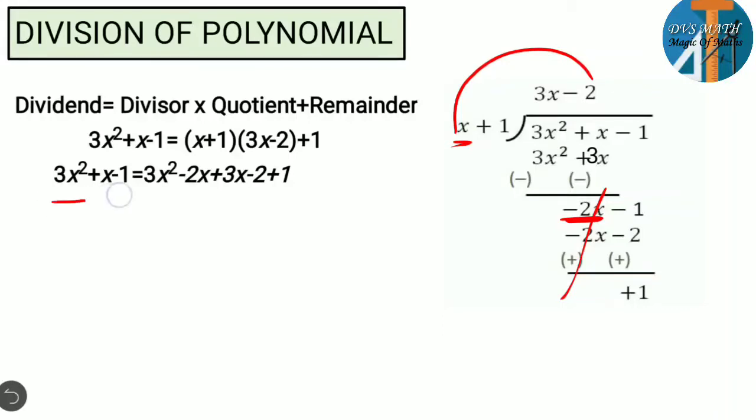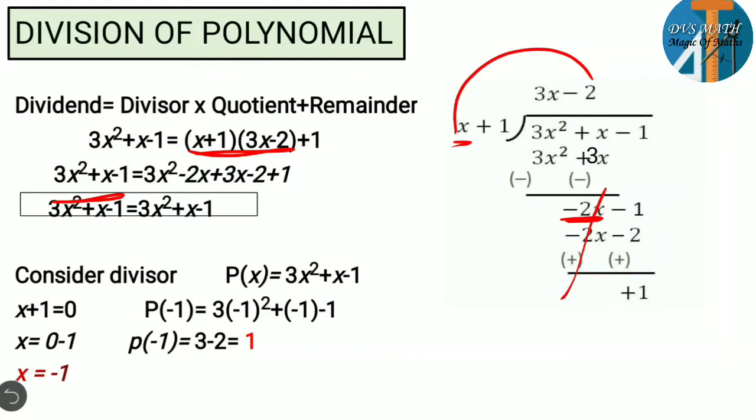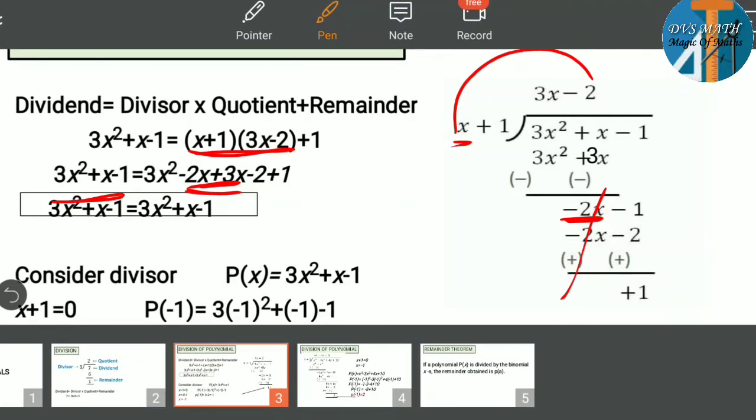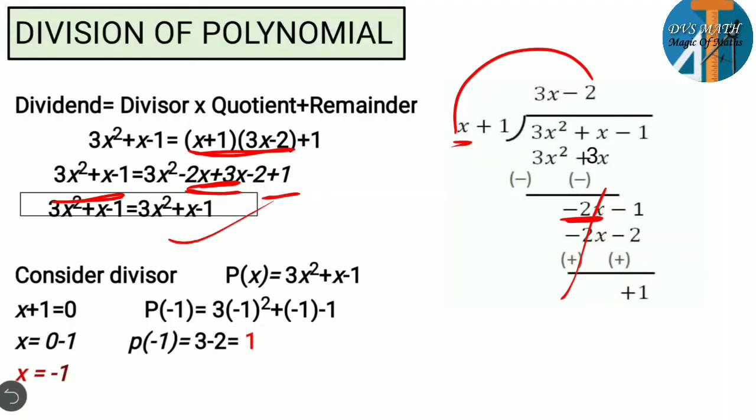So keep 3x square plus x minus 1 as it is. Just multiply these two binomials. x into 3x, 3x square. x into minus 2, minus 2x. 1 into 3x it is plus 3x. 1 into minus 2 it is minus 2. Clear? Again, if we consider the final, it is 3x square as it is, minus 2x plus 3x. Minus 2x plus 3x you get plus x. And the remaining is minus 2 plus 1, it is minus 1. So LHS and RHS are both equal.